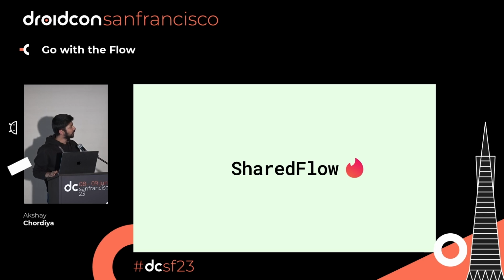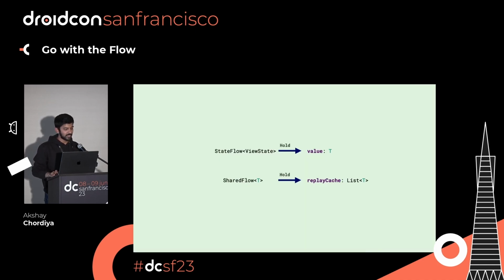So similar to state flow, there is something called a shared flow. This is more niche, and it's not used as often. Mostly you will end up using state flow. That's the most common one, and that should cover most of your cases. But there are sometimes when you want a little bit more power, and shared flow is the one. It's very similar to state flow. Actually, state flow implements shared flow to have the storage of value. So we'll look into that.